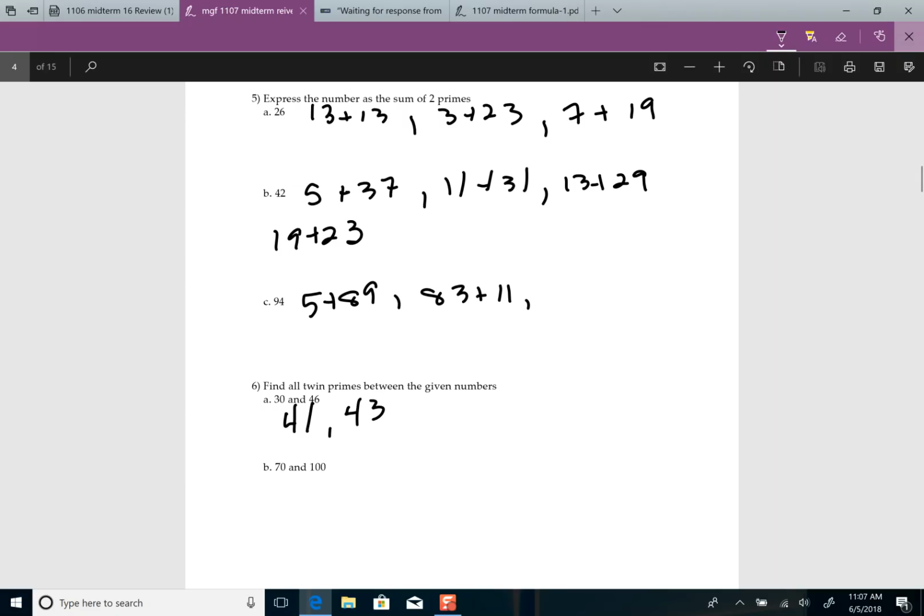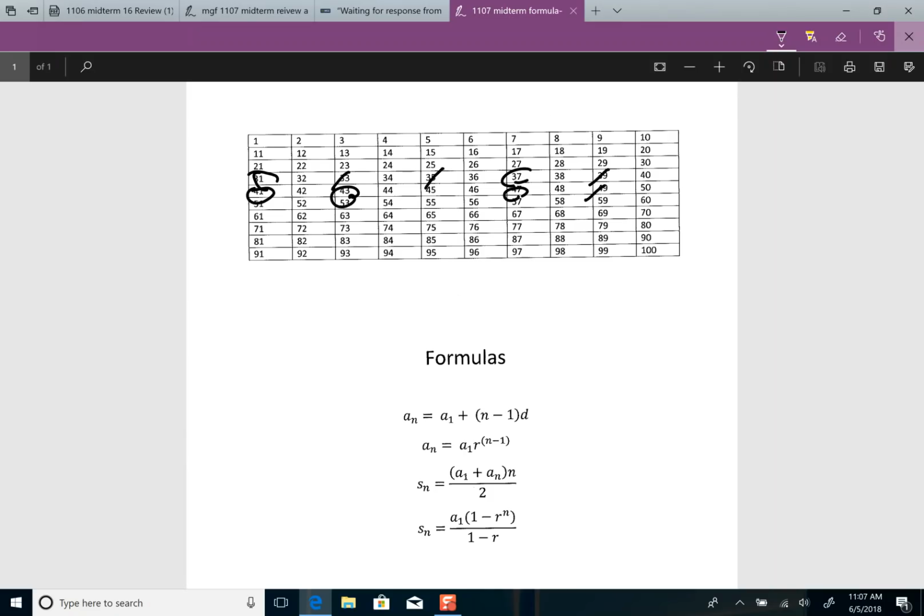And we're done. Okay. So the next set, I said 70 and 100. So let's go over to 70. And 71 is prime. So is 73. 75 is not. 77 is not. 79 is prime, but 81 is not. 83 is prime, but 85 is not. 87 is not prime. 89 is prime, and so is 91. 93 is not prime. 95 is not prime. 97 is prime, but 99 is not.